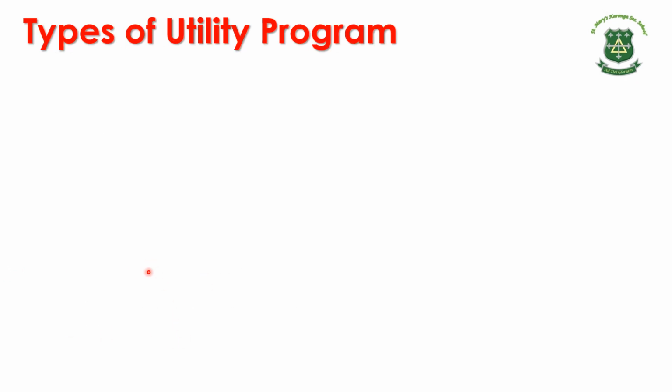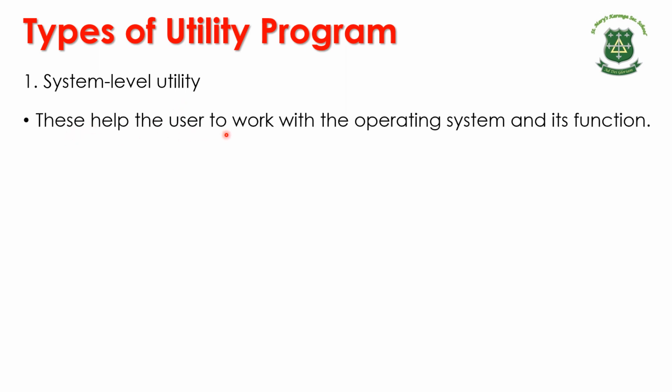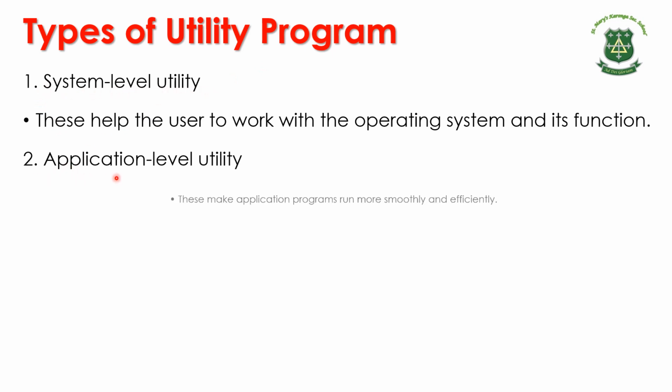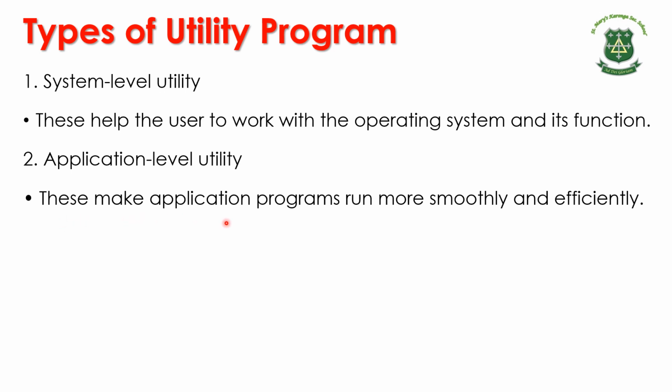Now, there are types of utility programs or software. What are these? System level utility. This one helps the user to work with the operating system and its functions properly. Then there is the application level. We are saying types of utility programs. We have the system level utility, then application level. This one makes an application program run more smoothly and efficiently.